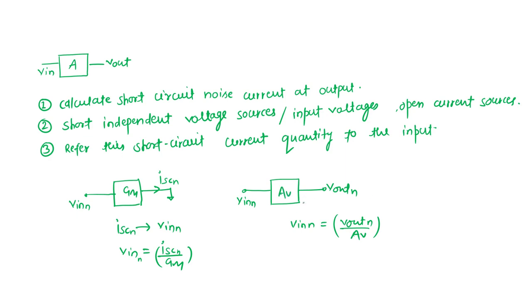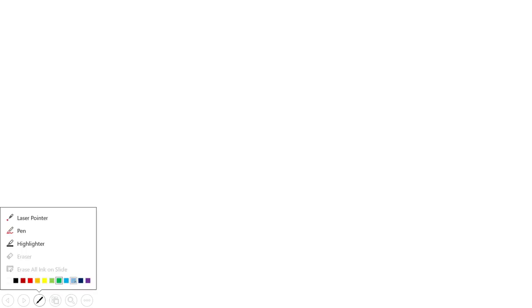For any random block, if there is an output current and we want to find its input voltage, divide it by the GM, and if we have the output voltage and we want to refer it to the input in terms of voltage, then divide it by the gain of the block, the voltage gain of the block. Okay, so in this way we can refer. Now we will see these circuits, and how to extend this concept to the circuits.